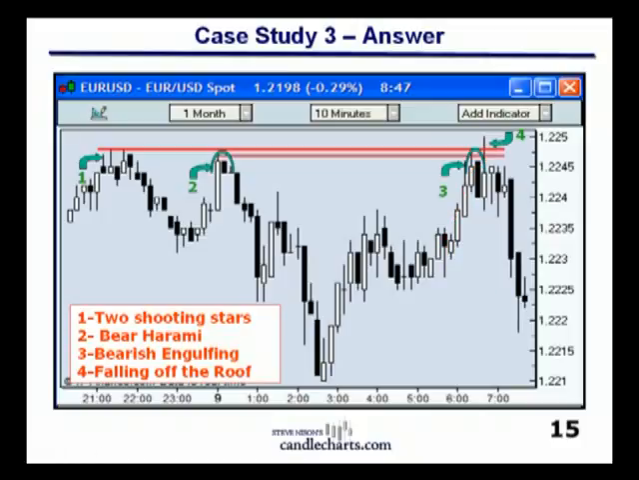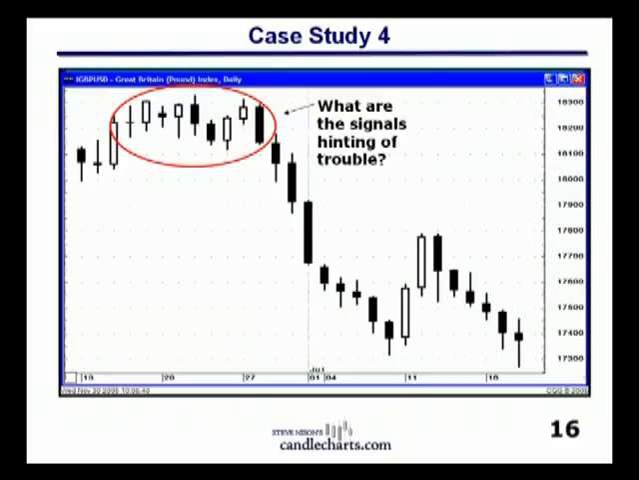Okay, now let's move on to case study 4. Okay, what are the signals here hinting us of some trouble? And once again, just hit the pause control. Okay, so first we have the doji. Now, because this doji is also within the prior candle, it's also harami. We've seen quite a few of those in the prior slides.